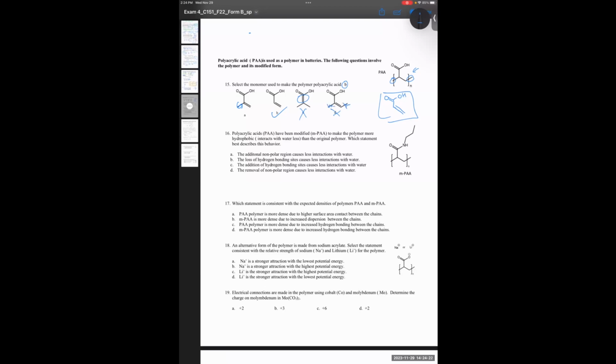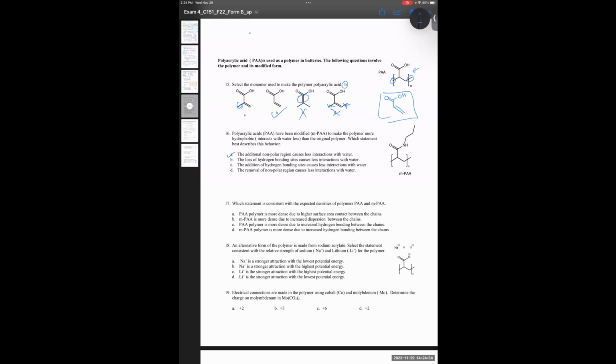Question 16. You're given polymers that have been modified. You modified PAA to MPAA to make the polymer more hydrophobic, because you added a hydrophobic, non-polar part to the original polymer. Which statement best describes its behavior? The additional non-polar region causes less interactions with water. That is correct. The loss of hydrogen bonding sites causes less interactions with water.